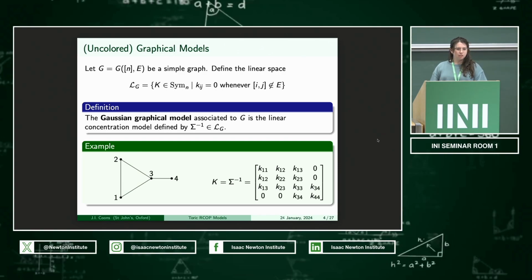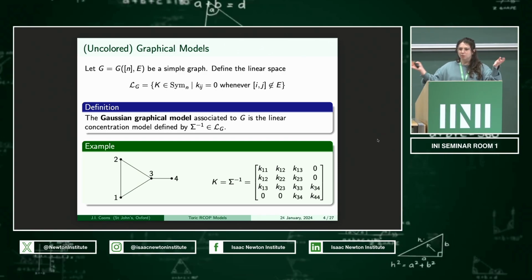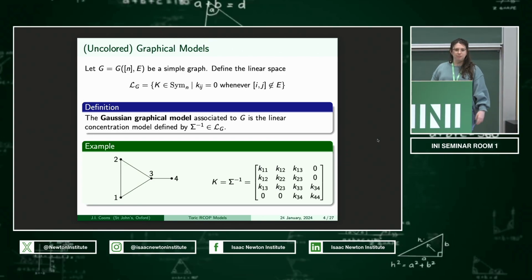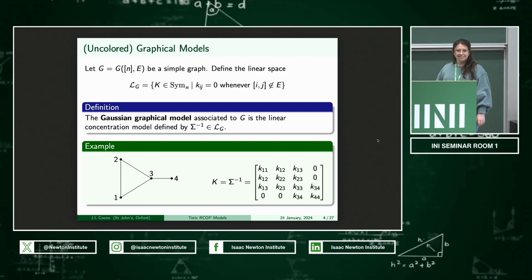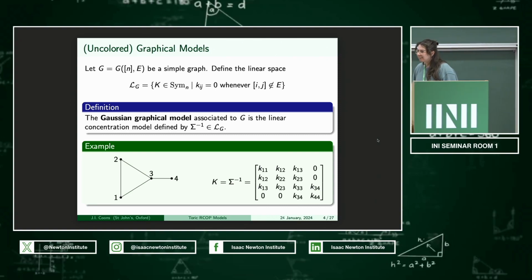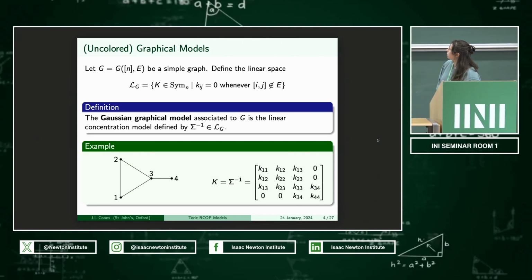Okay. Any questions just about graphical models? Please, there's plenty of time for questions built in, so if you have questions, please ask. Does it also need to be positive definite? Yeah, great question. Yes, you're right. If I actually want to get a multivariate Gaussian, I would definitely need this to be positive definite. However, since I want to do algebraic geometry on this stuff, I'm going to take the Zariski closure and consider the whole linear space. Yeah, great.